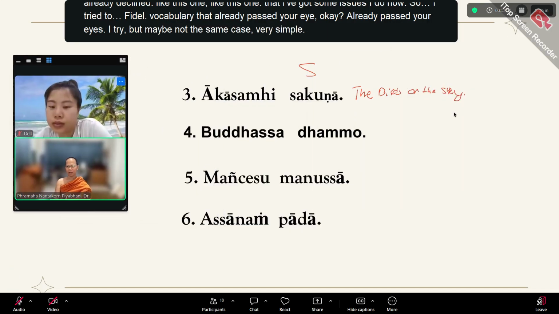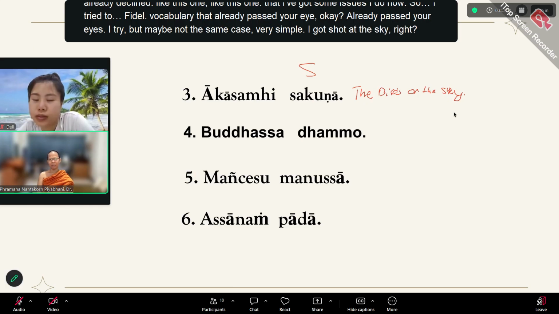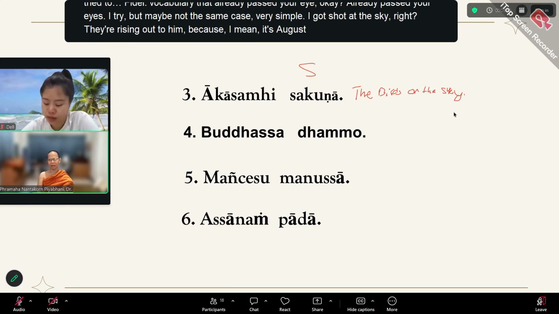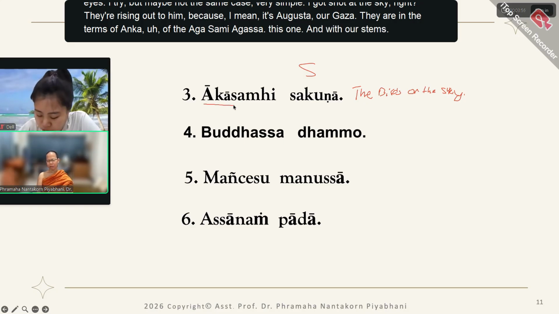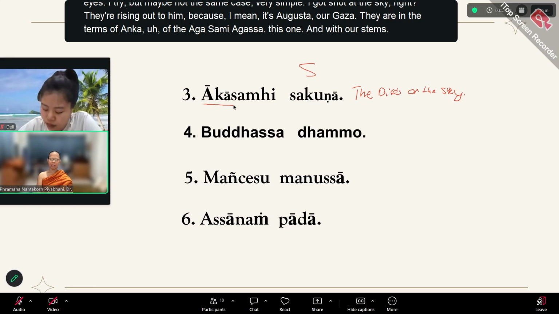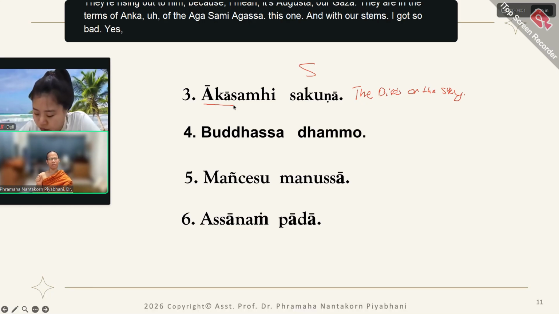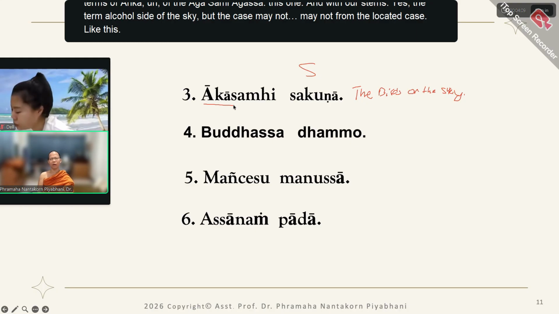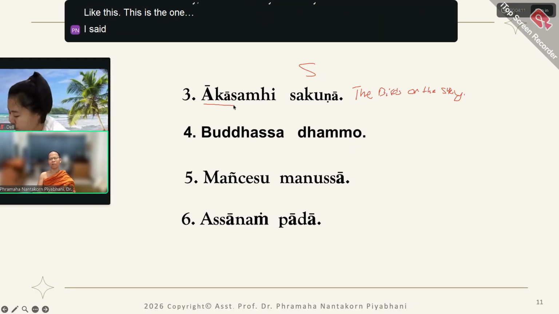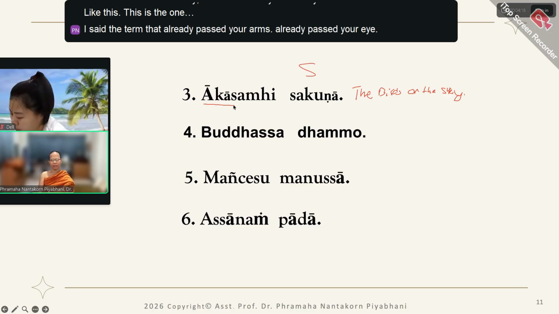For example, Akasa, the sky, right? The original term of Agasami is Agasa. The original term of the Agasami, Agasa. Declined the same as Nara, this one, and with stems. Agasa, the sky, but the case may not be the locative case. Like this. This is what I said, the term that already passed your eyes.